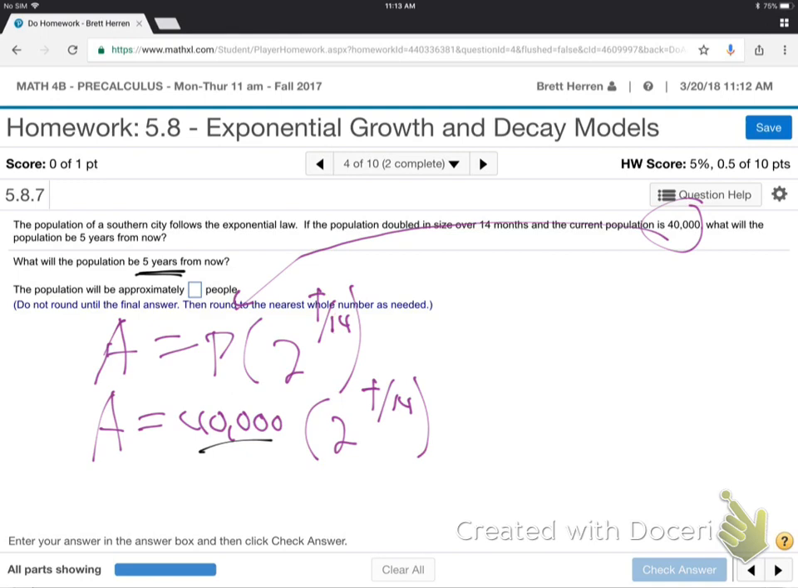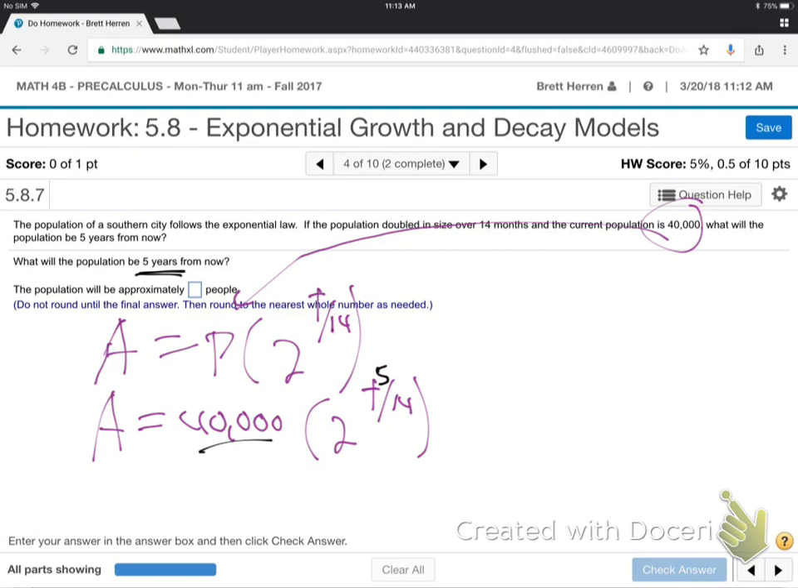How much in 5 years? I don't know. It's growing. So 40,000 is now. That's the original principal, the original amount. How much in 5 years? So what do I do with that 5? That's time, huh? Do I just plug in 5 right here for t? Why not? Good job, Erica.